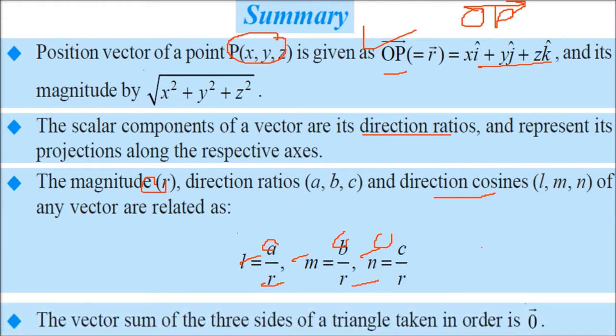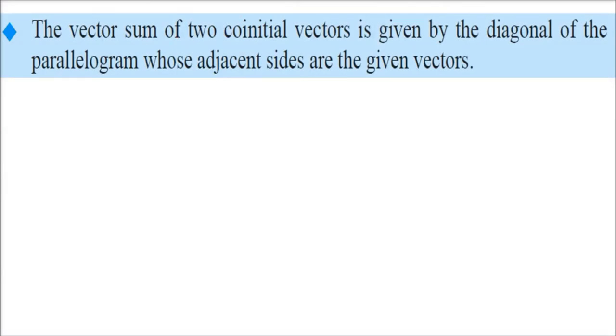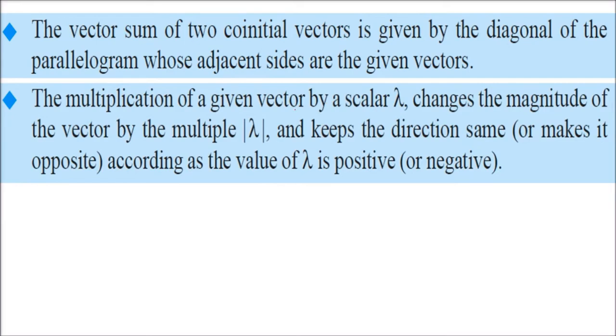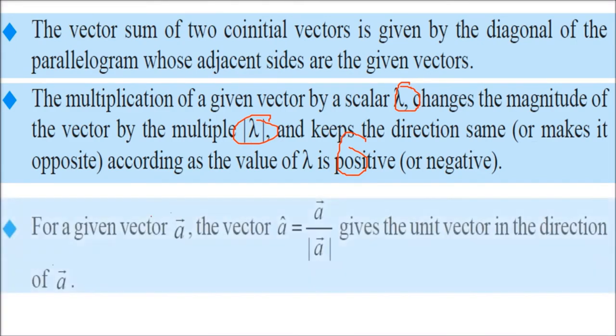The vector sum of 3 sides of a triangle taken in order is 0, because ultimately you are coming back to the point from where you started. That is why the vector sum is 0. The vector sum of 2 co-initial vectors is given by the diagonal of the parallelogram whose adjacent sides are the given vectors. And the multiplication of a vector by a scalar lambda changes the magnitude of the vector by a multiple of lambda. That is, twice will become twice, multiplied by 4 becomes four times, and it keeps the direction the same. If you multiply it with a negative, the direction will be changed.